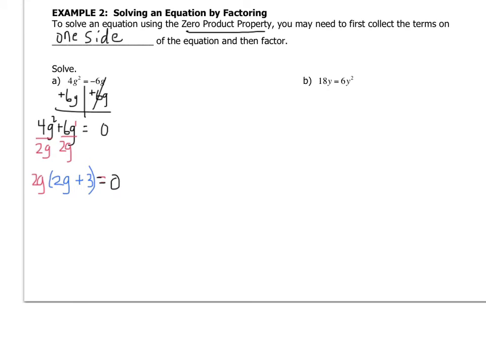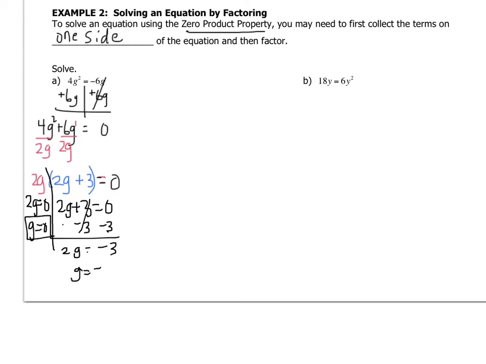So we can use the zero product property that we learned last time. So either 2g equals 0 or 2g plus 3 equals 0. If the first one is true, then that means that g is 0. So that's one possible answer. For 2g plus 3, let me do some inverses. That means that g is negative 3 halves. So these are my two possible answers for g.